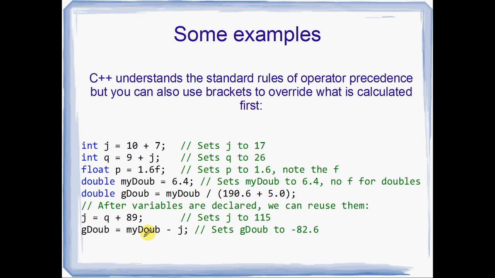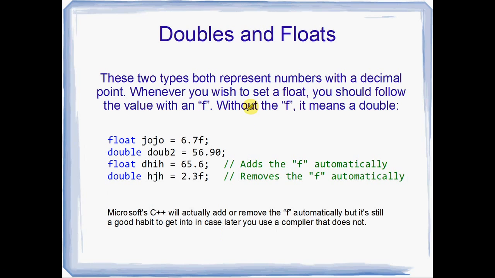We'll look into this in more detail later, but just here we've got my dub, which is a double, and j, which is an integer, and C++ is going to temporarily pretend that j is actually a double. Then it's going to perform the minus here, and set the answer into g dub, which is negative 82.6. That's called casting, but we'll look at it later, converting one type to another.